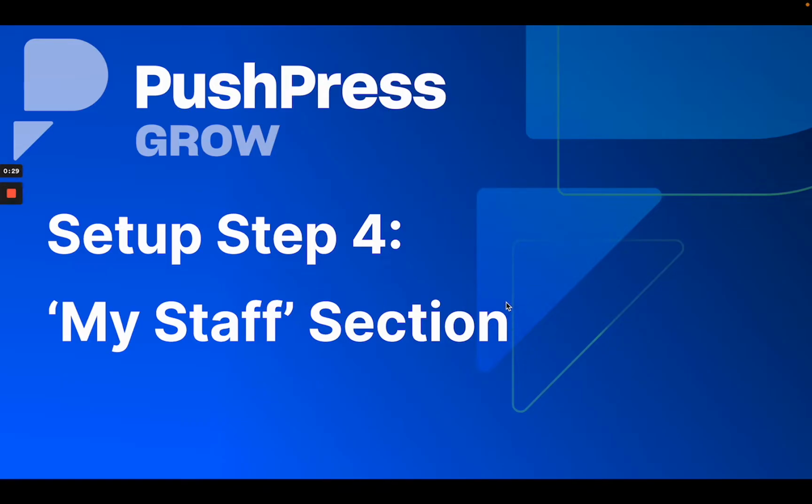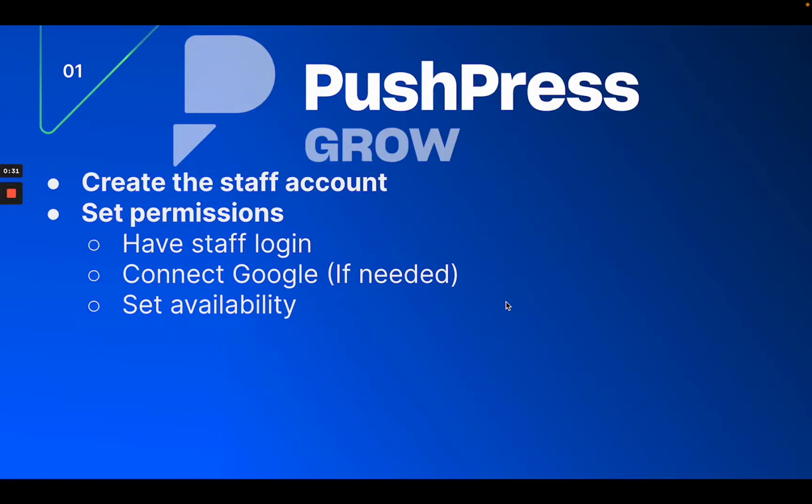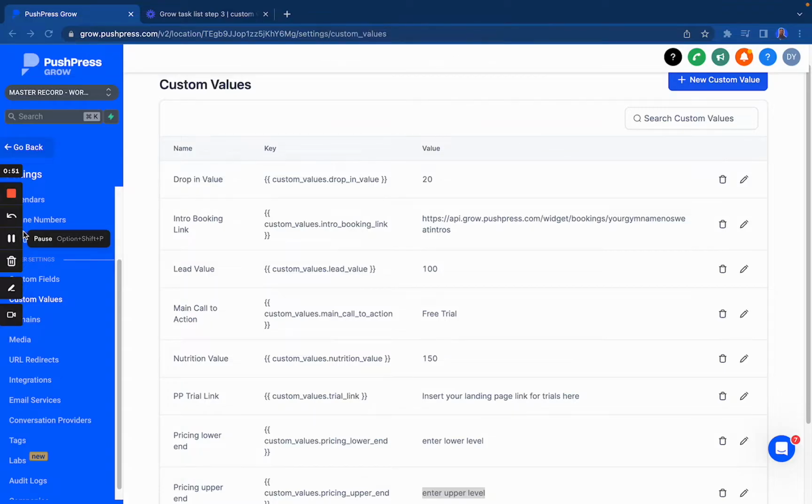So what we're going to do is head over to the My Staff section in a second. We're going to create their staff account, show you how you can set their permissions, and then we have to have them log in and connect their Google if needed. So if you're an appointment-based gym, they must connect their Google account so we can set the appointments to their calendar and then also set their availability. So let's head over there and I'll show you how we're going to add our staff.